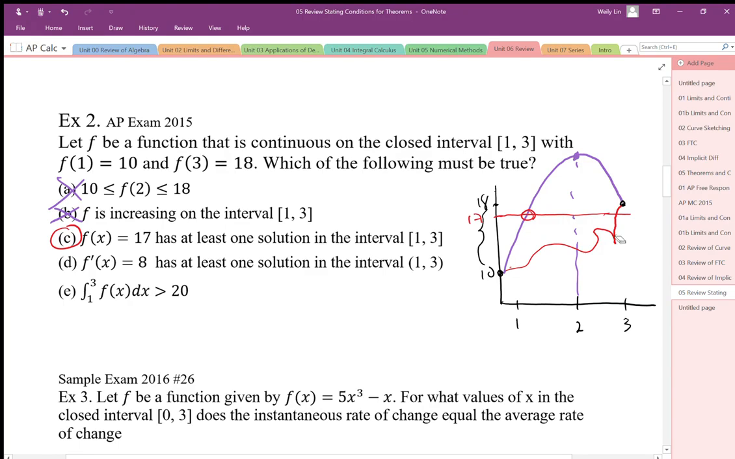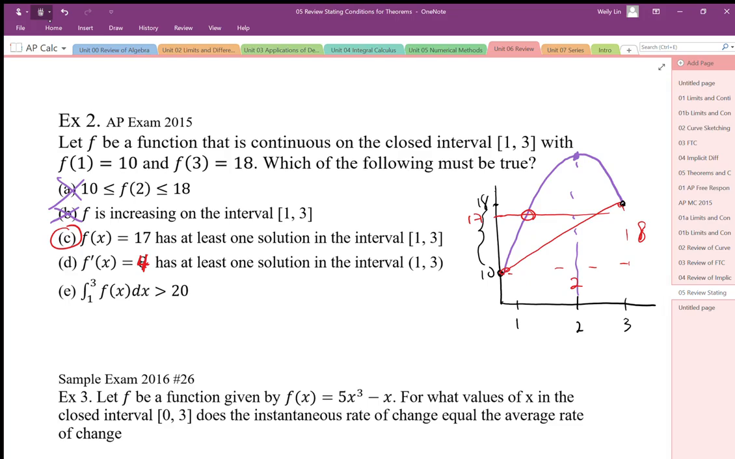So for C or D, it says f prime equals 8 on this interval. Well, we don't know. Let's make that f prime equal to 4, and we'll say that's the average slope here. So that's our average slope of 4. 8 and 2, that's an average slope of 4.